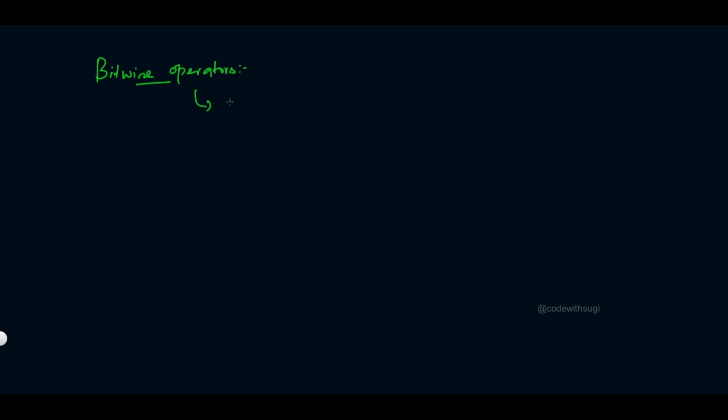We have already discussed what we have in the bitwise operators. We have AND, then we have OR, and then we have exclusive OR, and then we have complement. Then we have the left shift operator, and then the right shift operator.